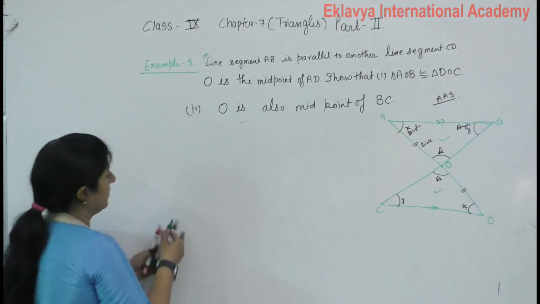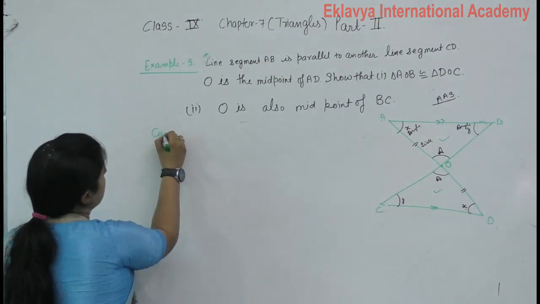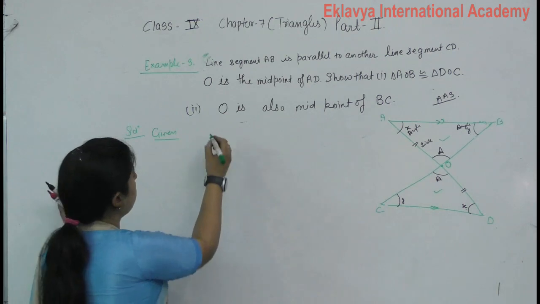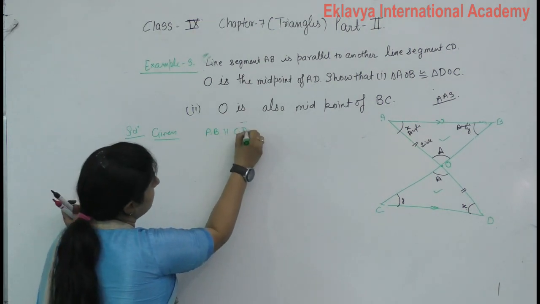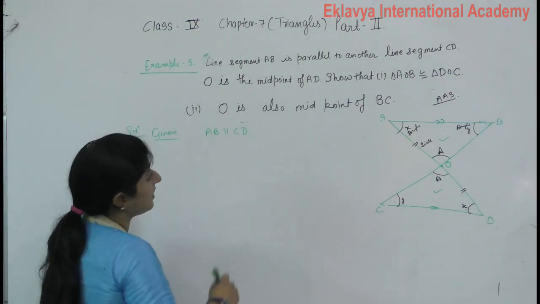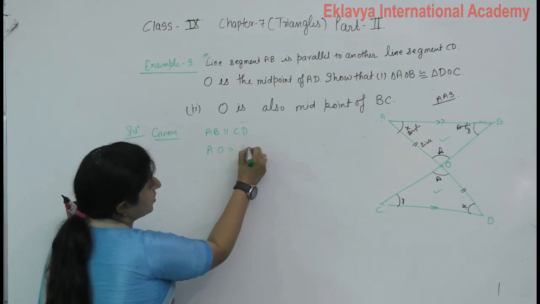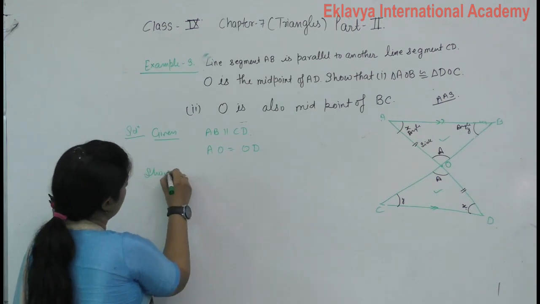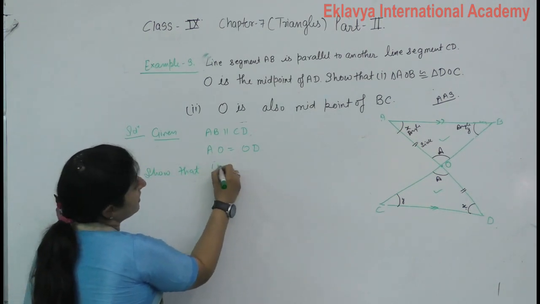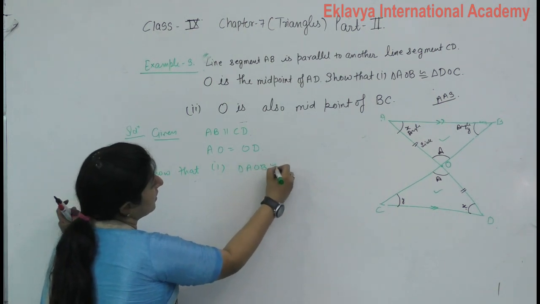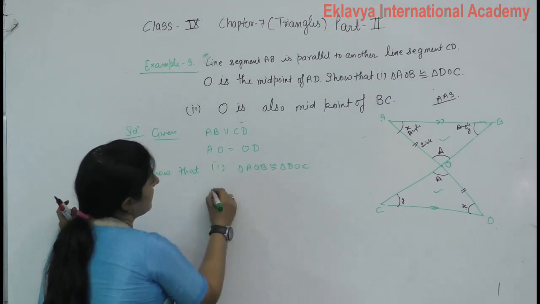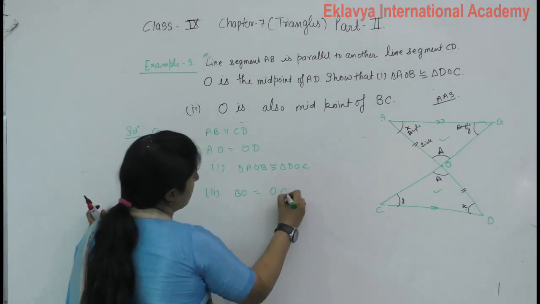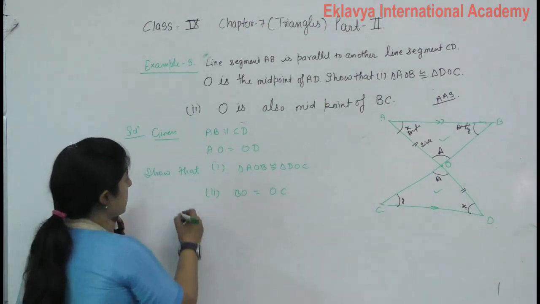So write down the solution. Given AB parallel to CD and O is the midpoint of AD, then AO is equal to OD. Show or prove that first triangle AOB is congruent to triangle DOC, and second O is the midpoint of BC, it means BO is equal to OC. Now we start our proof.